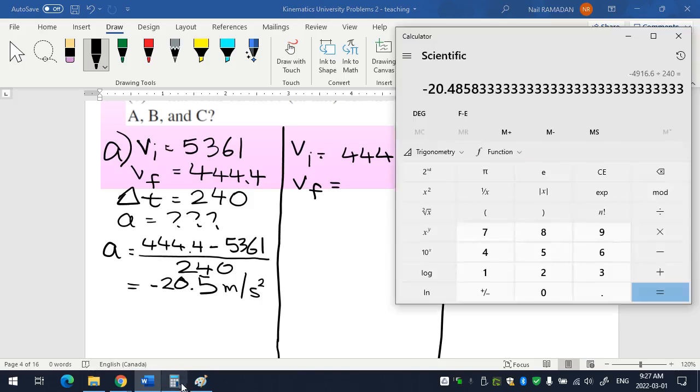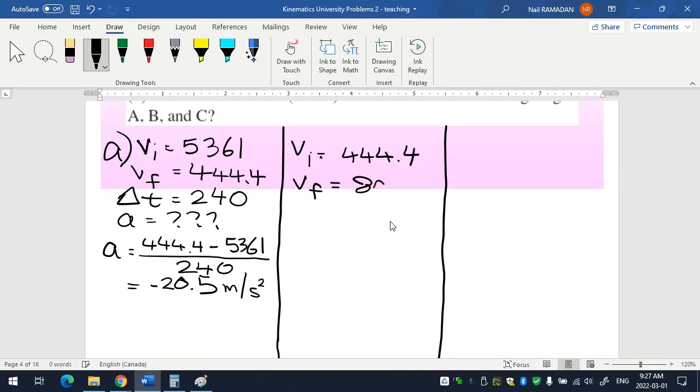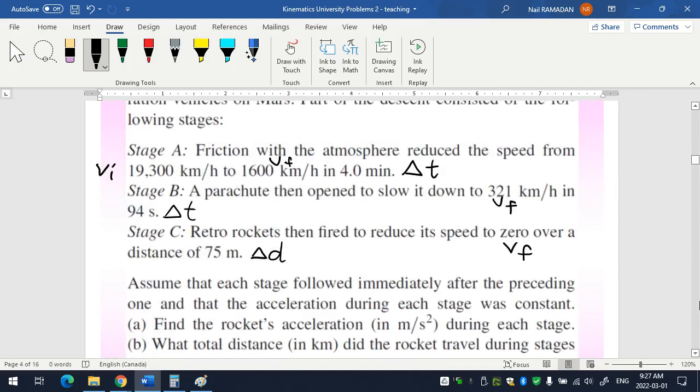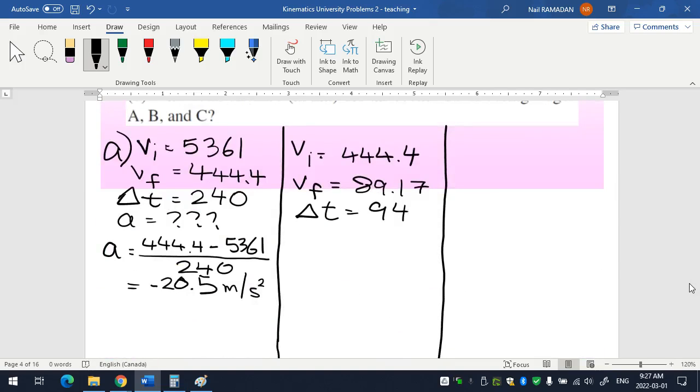321. All right, let's divide that by 3.6. 321 divided by 3.6. I'll go with 89.17. Okay, am I given time or distance for that stage? Time. Okay, and what is it? 94 seconds. Okay, and I still want acceleration.